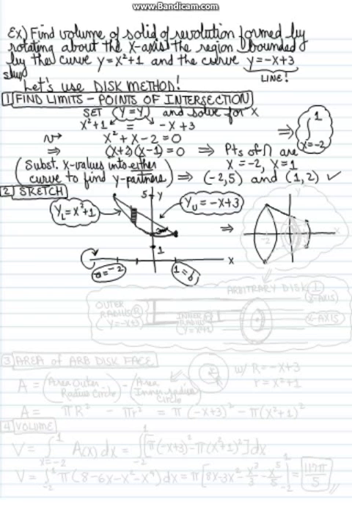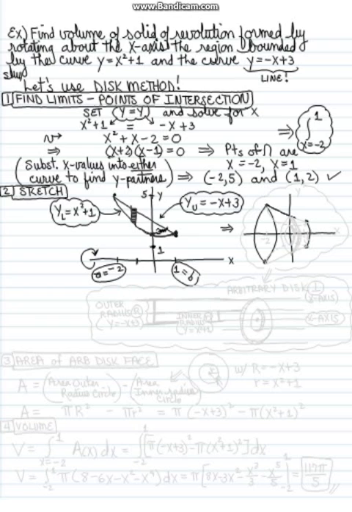Step 1, find the limits of integration, in other words, the points of intersection. You do that by setting the curves equal to each other, y equals y, and solving for x. So you have x squared plus 1 equals negative x plus 3. When you solve that, you factor: x plus 2 times x minus 1 equals 0, and you get your points of intersection, x equals negative 2 and x equals 1.